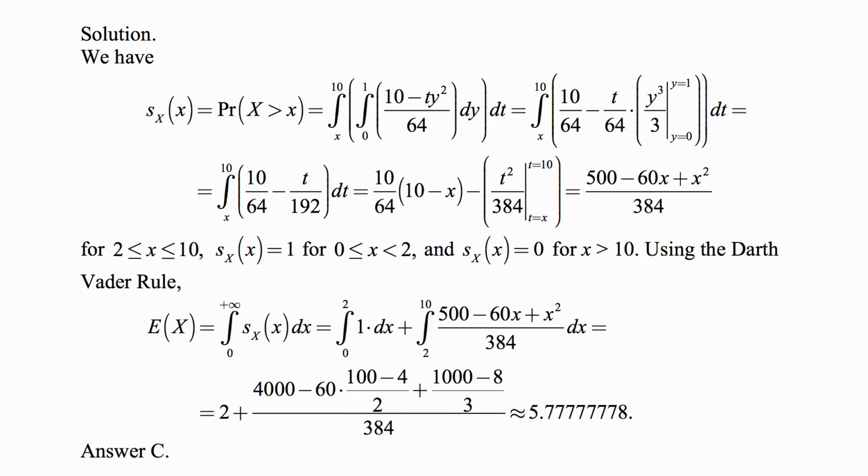And then x squared, the integral of that is x cubed over 3, and we evaluate it from 2 to 10. At 10, this is 1,000. At 2, it's 8. We subtract the 8, and the whole thing divided by 3, because x cubed over 3. And then this common denominator of 384 for everything. And we evaluate it, and it comes out to be approximately 5.78. But it's really an infinite decimal with a repeated 7. Whichever way you write it out, the answer is C.